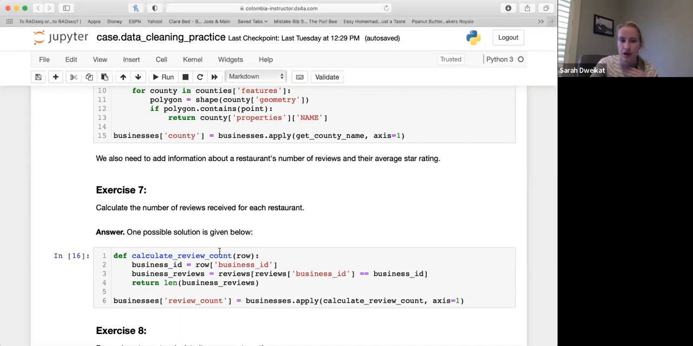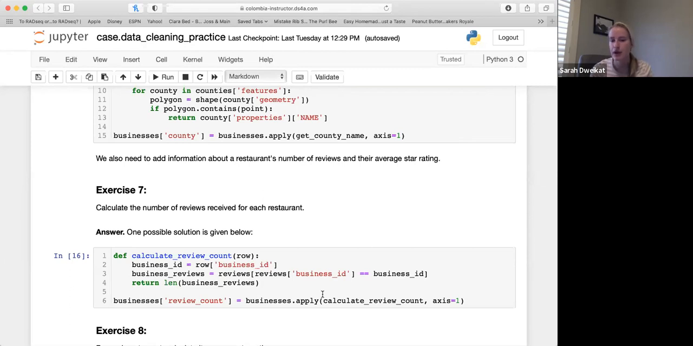I'll explain this code one more time. For each thing we're looking in that business ID column, and we are looking to see if the business ID equals business ID, which means, does it repeat? Is it equal to the other business ID? Then we want to return the length of business reviews. So we want to know how many times those business IDs repeat each other.